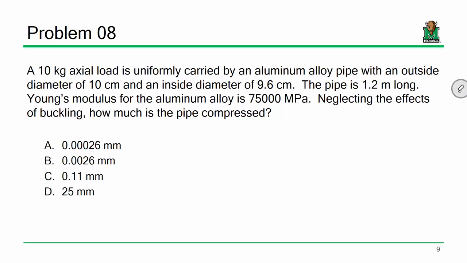So I have a bar. The bar has a 10 kilogram axial load. It's uniformly carried by an aluminum pipe. The outside diameter is 10 centimeters. The inside diameter is 9.6 centimeters. Now the pipe is 1.2 meters long, and has a given Young's modulus. If I've got that axial load on it, how much is the pipe compressed? And I've got these different dimensions.